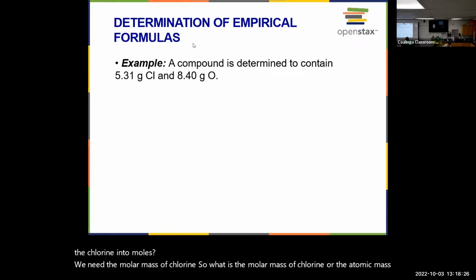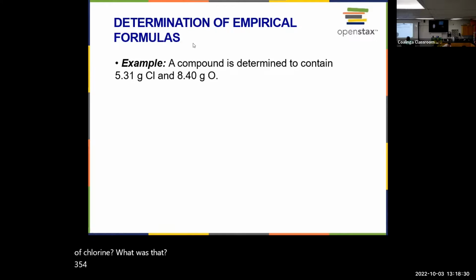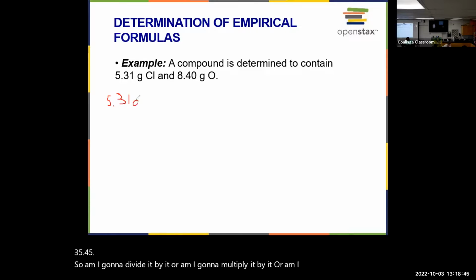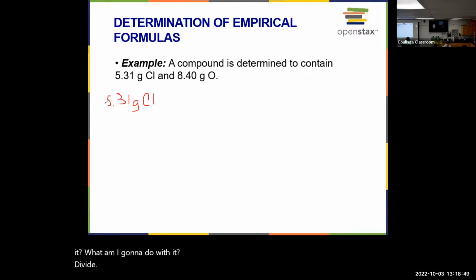35.45. Okay. So am I going to divide it by it, or multiply it by it, or pick my nose with it? What am I going to do? Divide. Okay.